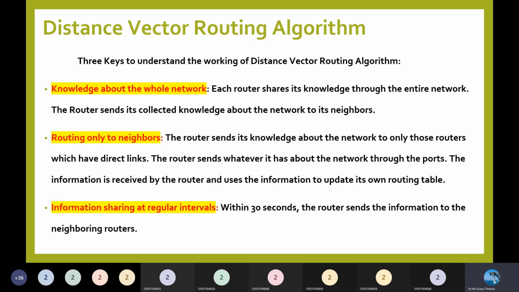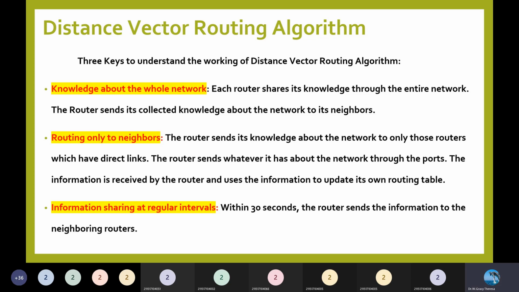Okay, so the three key points are: it has to know the whole network, it has to route only to its neighbors, and at the same time, the information sharing has to be done at regular intervals. So these are the three key points in the distance vector routing algorithm.